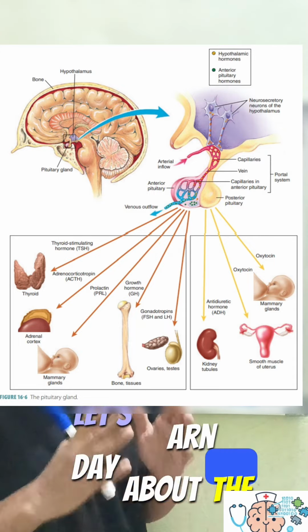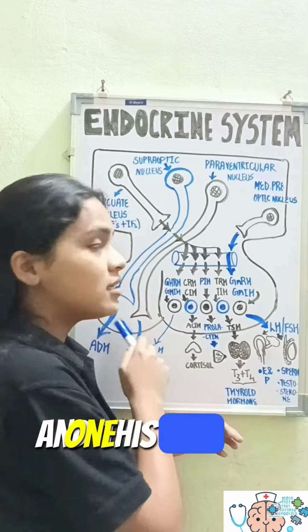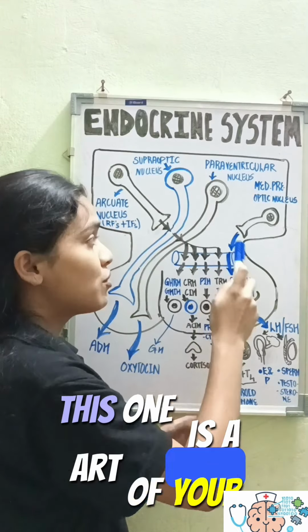Hello guys, let's learn today about the endocrine function of your hypothalamus. Starting up with it, this one is your anterior pituitary and this one is your posterior pituitary. This one is a part of your hypothalamus.